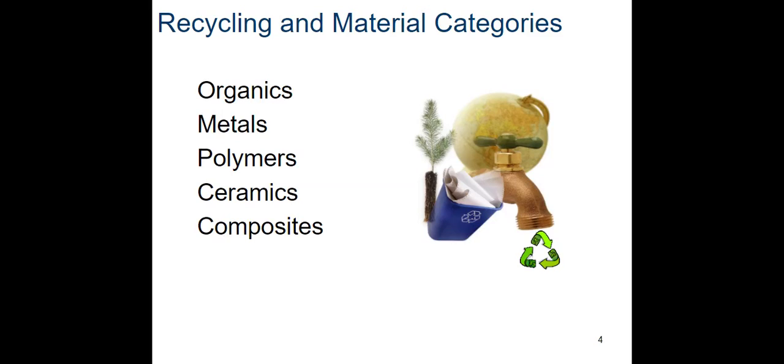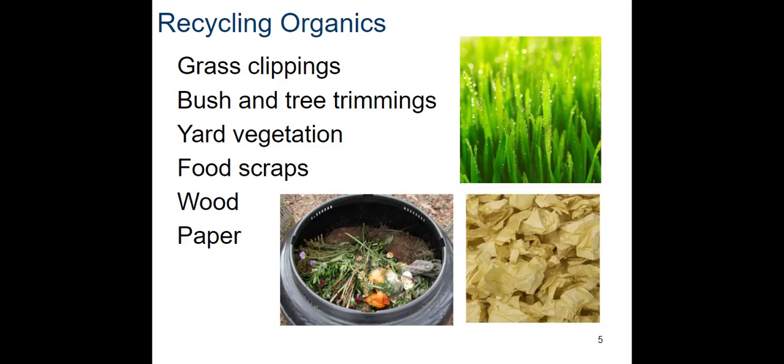We can recycle organics, metals, polymers, ceramics, as well as composites. Organics include your grass, your bush and tree trimmings, whatever vegetation there is in the yard, food scraps, wood and paper. All those are recyclable. And you can see at the bottom left, there's compost. So composting is another example of recycling, where you're taking those scraps and breaking them down into something that you can use, let's say, to plant plants with.